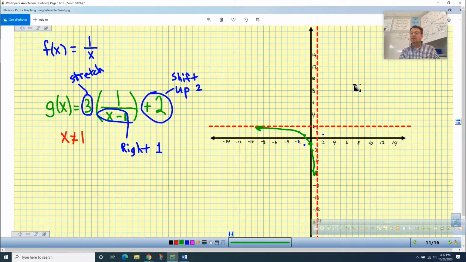Am I done? No, we got another side over here to go. So let's go down here to 2, 5. So over 2, up 5. Over 3, up 3.5. 4, 3. 5, 2.75. And 6, 2.6. It starts slowing down a lot, doesn't it? It doesn't change a lot. So I think we can just finish this guy out.